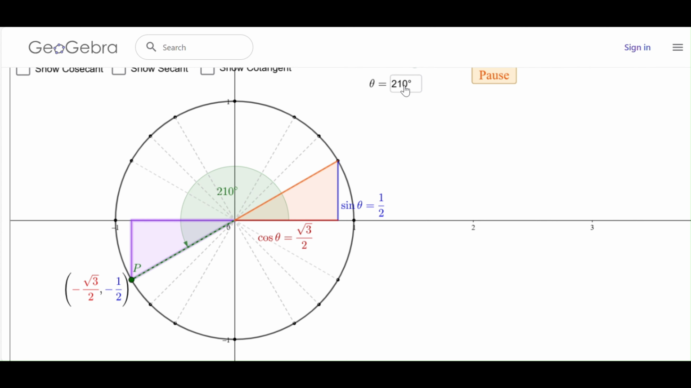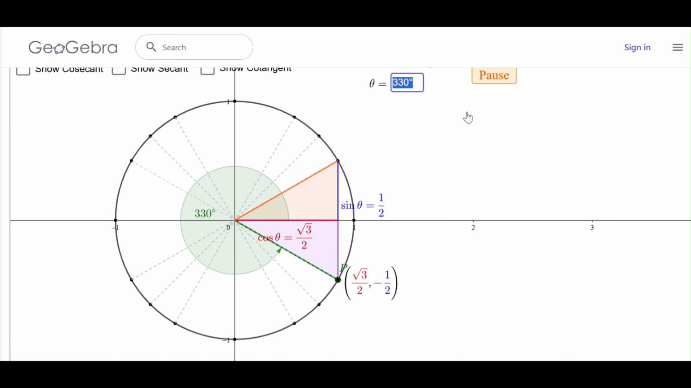Is there another one that has the same value? Yes, of course. If we go to 330 degrees, then you can see that these two have same values. They both have positive cosine, right? While for this angle here, for 30 degrees, sine is positive, right? While for this angle here, the one of 330 degrees, sine is negative, but the rest remains the same.